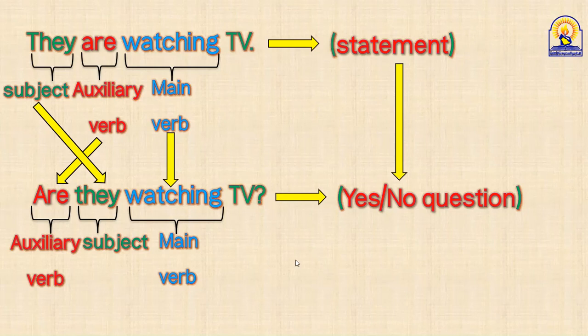Are they watching TV? Yes, they are. So Abdullah started his answer using yes. So this one, guys, is called a yes and no question because the answer must be yes or no. It must start with yes or no. This type of question, guys, is not a WH question. It's called a yes and no question because it starts with auxiliary verbs. If you have an auxiliary verb at the beginning of the question, it's called a yes and no question. When you answer it, you must start using yes or no.